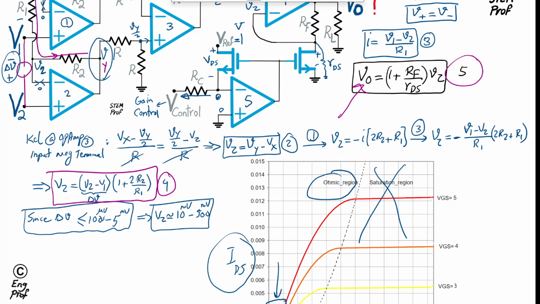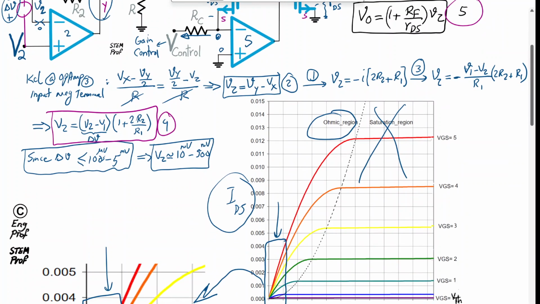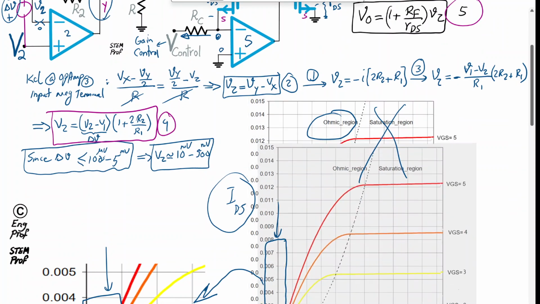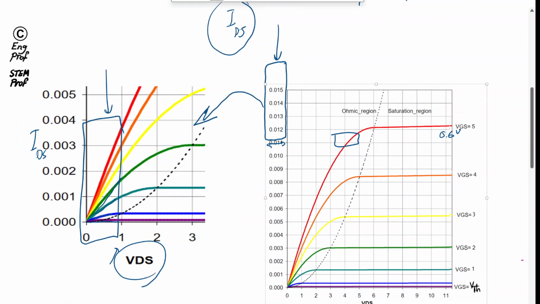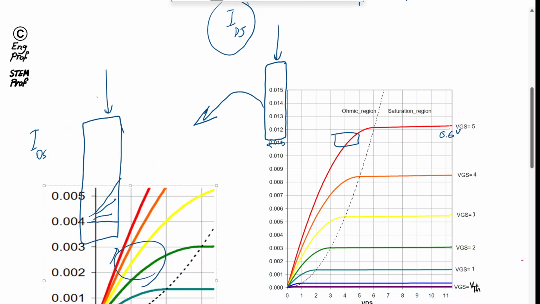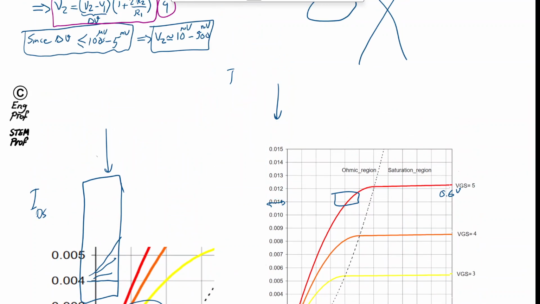The only thing I need to do is find RDS, which is the equivalent resistance observed between the drain and source of this N-channel MOSFET. So drain, source, gate; gate, source, drain. How do we do that? Okay, so I'm going to move away from these IV curves of the MOSFET so that there is enough space to do the remaining calculation.